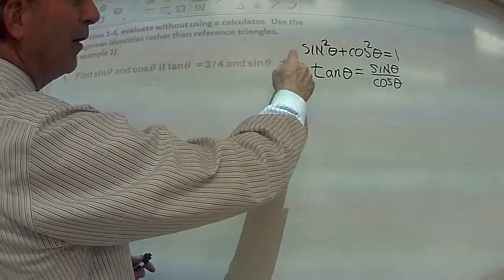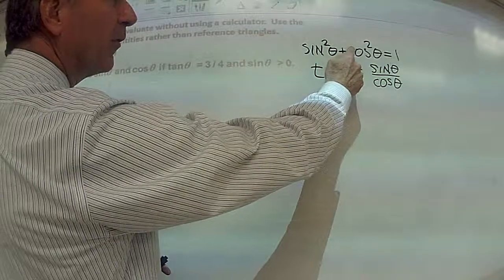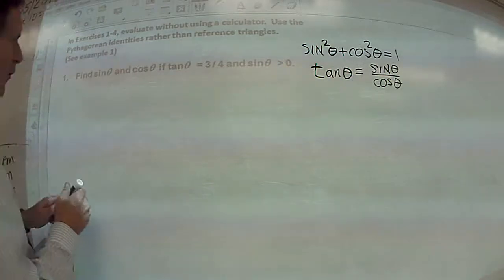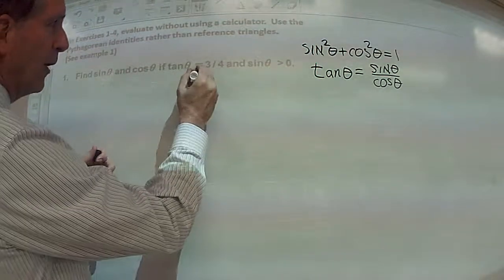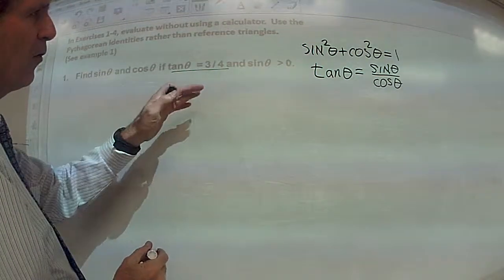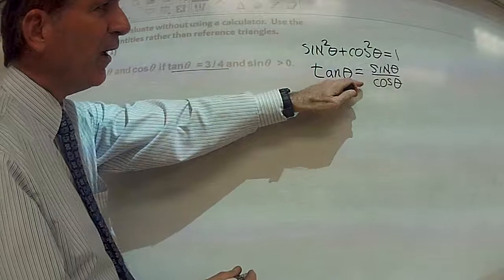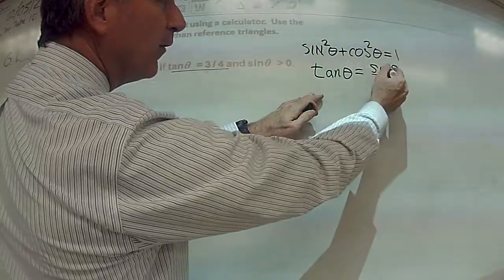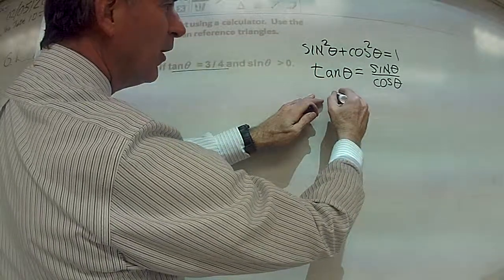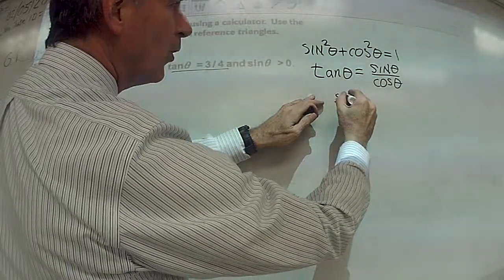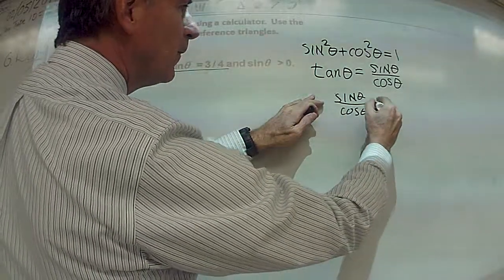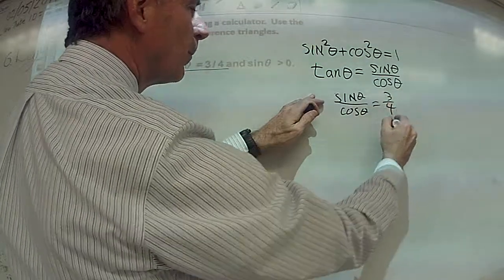And really the only Pythagorean identity we're going to need here is sine squared theta plus cosine squared theta equals 1. We're given that tangent theta equals 3/4, so we're going to use the tangent identity, sine theta over cosine theta equals tangent theta, which we can rewrite as sine theta over cosine theta equals 3/4.